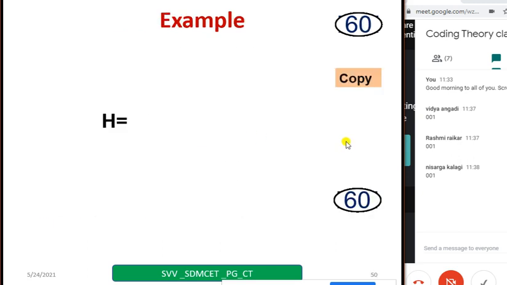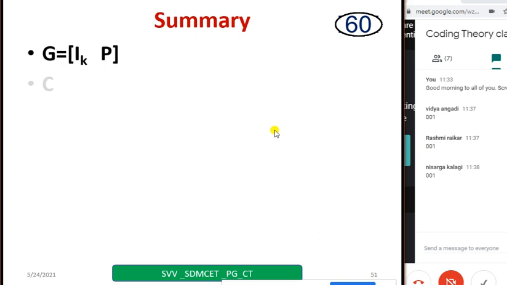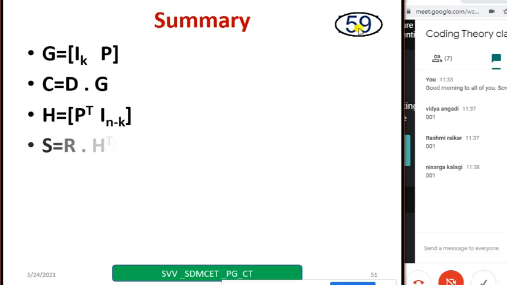So, the example from yesterday, I have copied already. H equal to given, and we discussed find all the code words. These are the things you have to always recall for this chapter: G equal to [I P], C equal to DG, H equal to [P transpose I], S equal to RH transpose, CH transpose equal to 0. When I ask you during my class to type something in the chat box, you should do it fast. It will become a revision for you so that you become an expert in solving problems in this particular chapter.